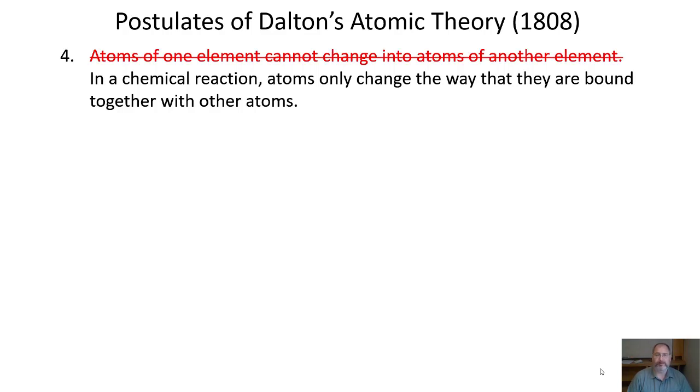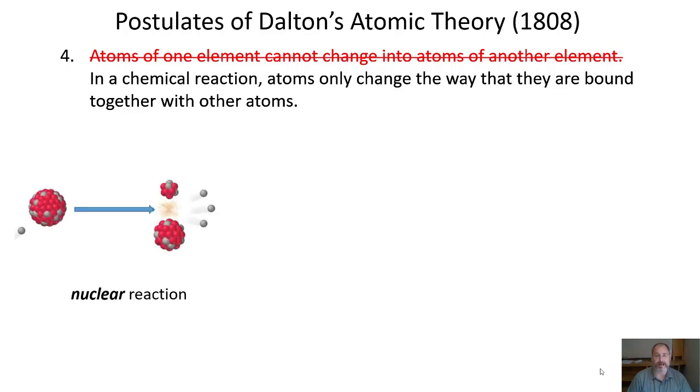The first statement about atoms of one element not being able to change into atoms of another element is actually incorrect. And this is due to the fact that Dalton had no idea of the existence of the nucleus, and he also had no idea of the possibility of having nuclear reactions. Now, in a nuclear reaction, what happens is that a nucleus of one element is being transformed into the nucleus of one or more other elements.